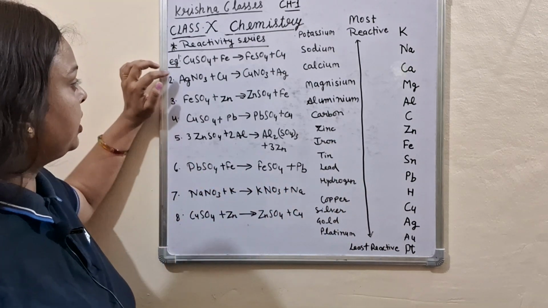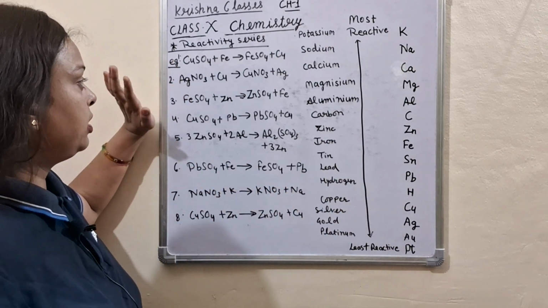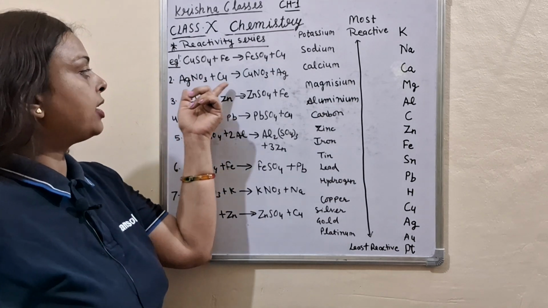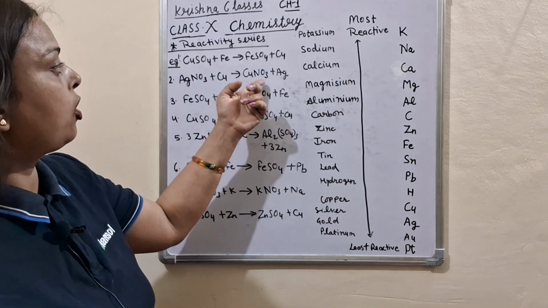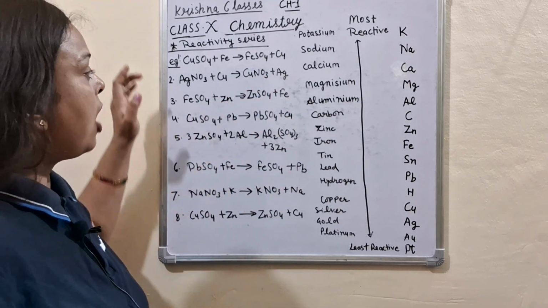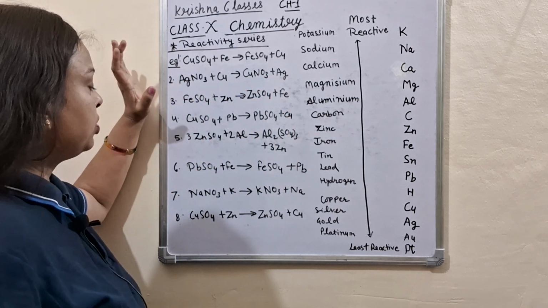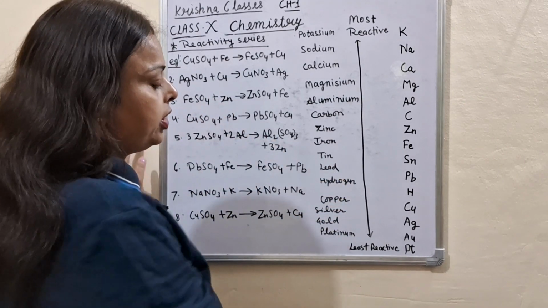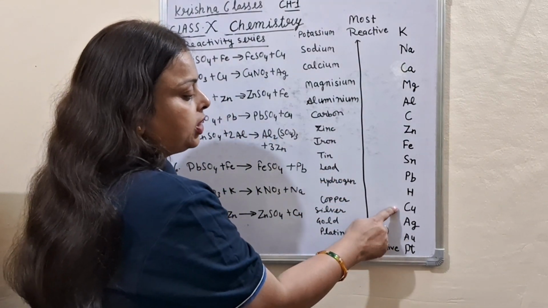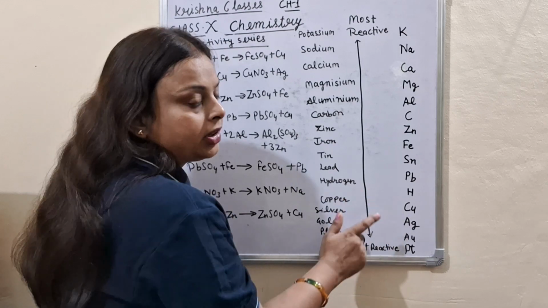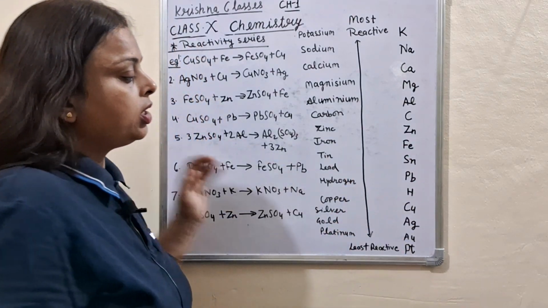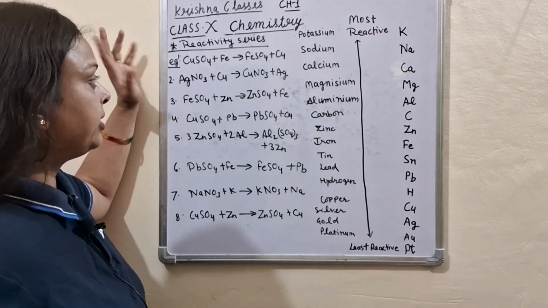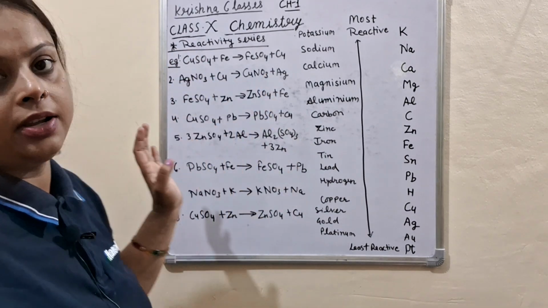Next one is AgNO3 plus Cu. Silver nitrate plus copper gives copper nitrate plus silver. How does copper replace silver? Copper is more reactive. Look here, where is copper? Copper is just above the silver, so copper is more reactive than silver. That's why it replaces the silver very easily and forms the copper nitrate.